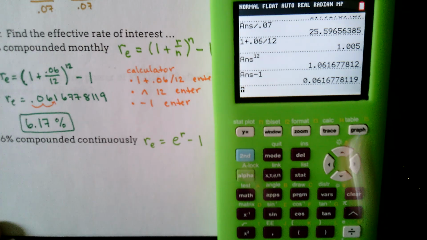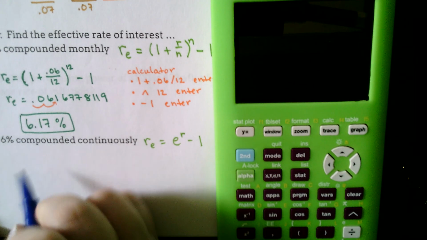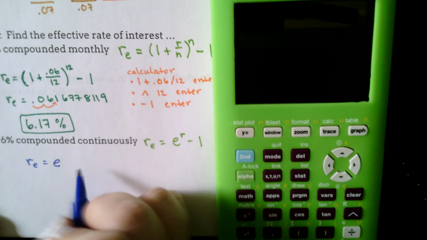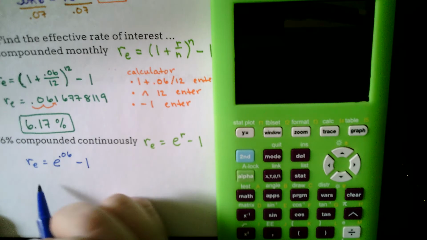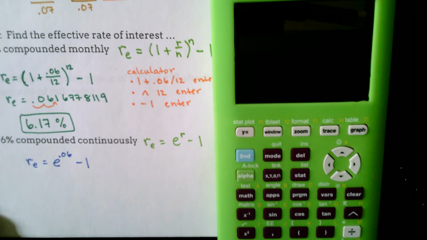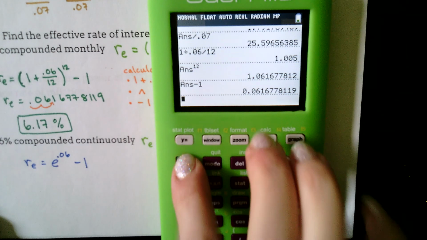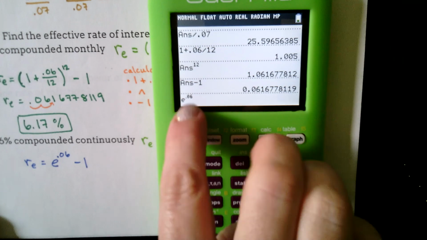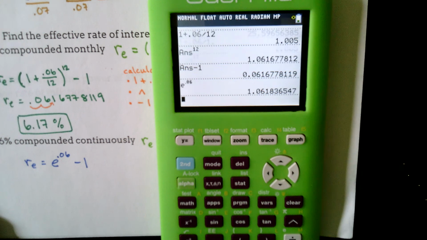Same kind of story for compound continuously, just using a different formula. So R sub e would equal e to the r, which will be 0.06, and then subtract 1. This one is a lot more straightforward in the calculator and in writing it down. So we will just go e to the 0.06, and then make sure you get out of the exponent, hit enter, and then subtract 1.